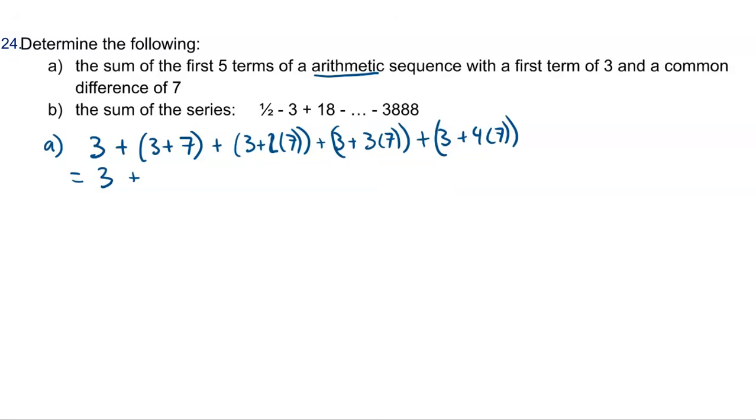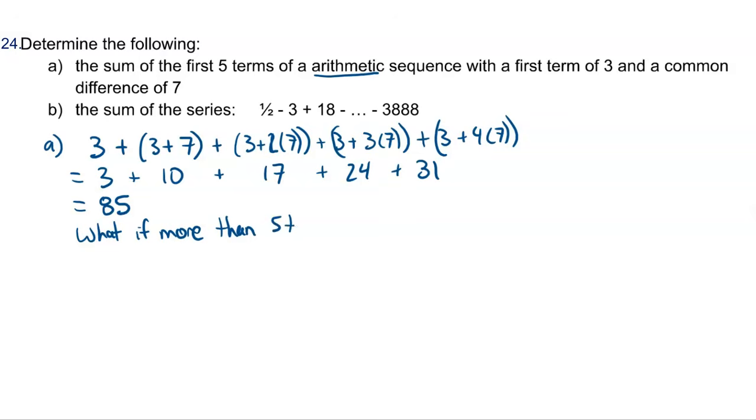So we could calculate this fairly easily without any equations or anything because it's just the first 5 terms. So it's 3 plus 10 plus 17 plus 24 plus 31. We add 7 every time and we generate those 5 terms. Adding them together gives us a total of 85. Now that seems all simple, but what if I was to ask you for the first 100 terms of that arithmetic sequence? That's going to take you a lot longer to do.